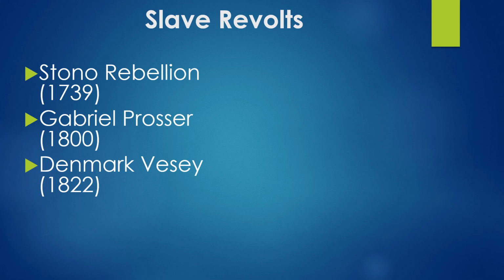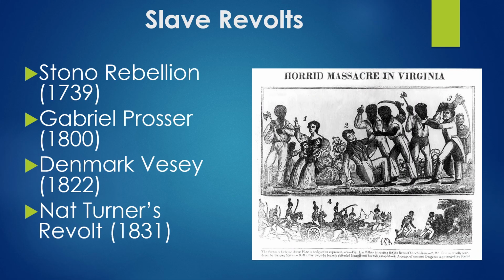In 1822, Denmark Vesey led a similar rebellion in Charleston. It was supposed to be the largest ever, although it never materialized, and once again a slave informer advised his master of the plot. Vesey and 30 others were hung. The most significant rebellion of the 19th century, though, was Nat Turner's Revolt in 1831.